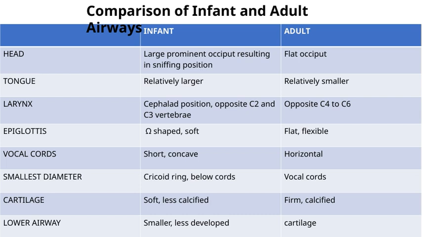In terms of cartilage, infant laryngeal structures are softer and less calcified, making them more flexible but also more fragile. Adult cartilage is firmer and more calcified, providing greater structural support. Finally, the lower airway in infants is smaller and less developed, with less cartilage support compared to adults. These differences are crucial because they influence how we approach airway management in infants versus adults, ensuring we adapt our techniques to their anatomical distinctions for safe and effective care.